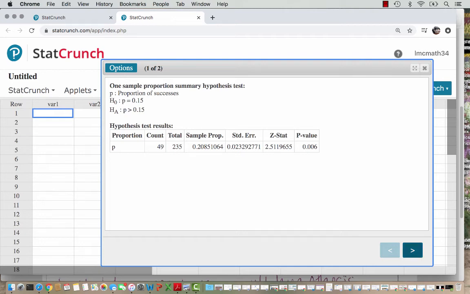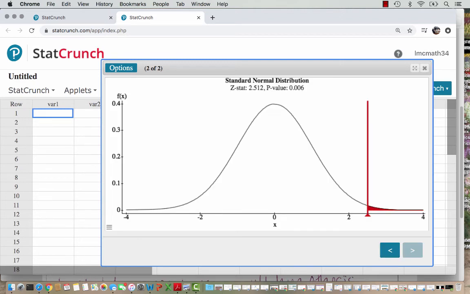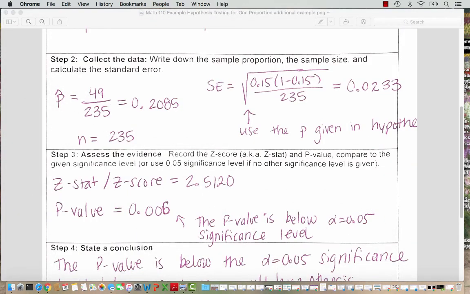We can arrow right to see the distribution plot here, and we see our right tail because we're doing the greater than inequality in our alternative hypothesis. And we see that we are beyond 2 standard errors or 2 standard deviations on this chart, so we see we're in unusual territory. So we are going to record these and do our analysis.